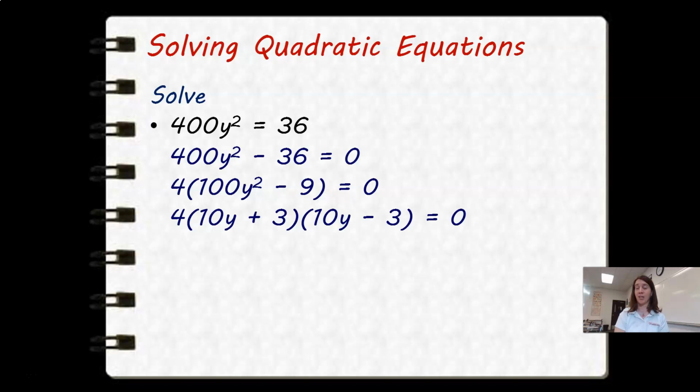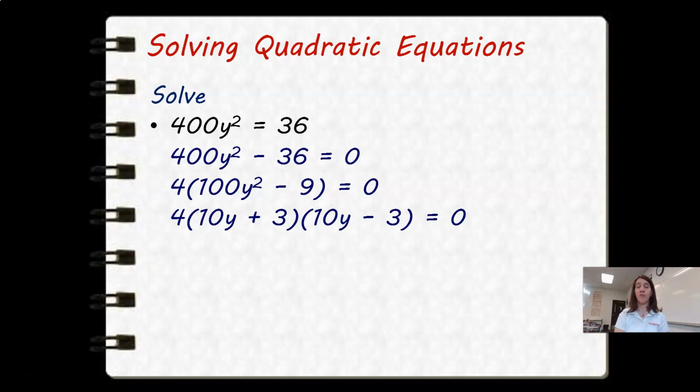Now, how many factors do I have at this point of the question? How many pieces are we multiplying together? There are 3. The first one is the 4. The second one is the 10y plus 3, and the third one is the 10y minus 3. We have 3 pieces that are being multiplied together, and our equation equals 0, which tells me that one of these pieces has to be equal to 0 in the question.